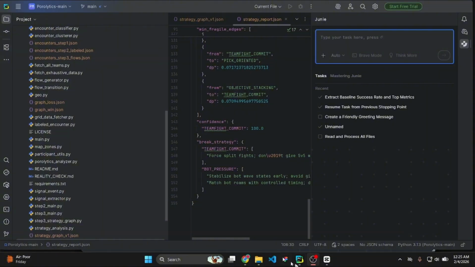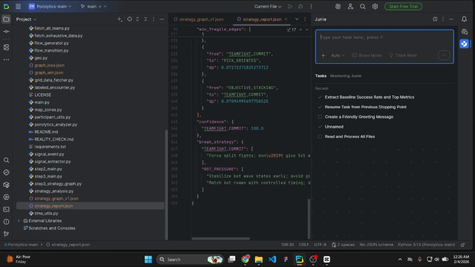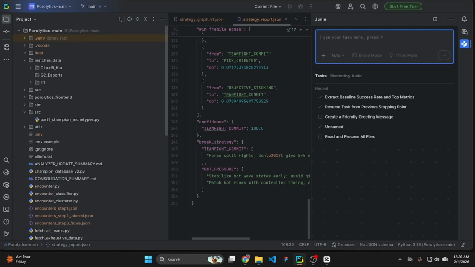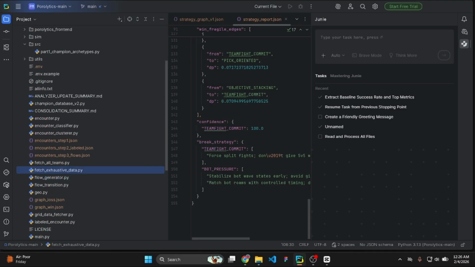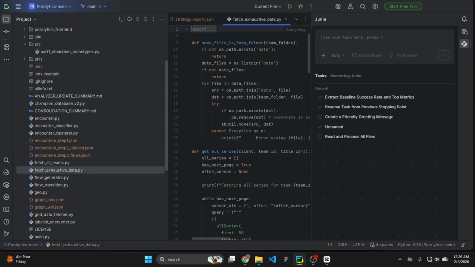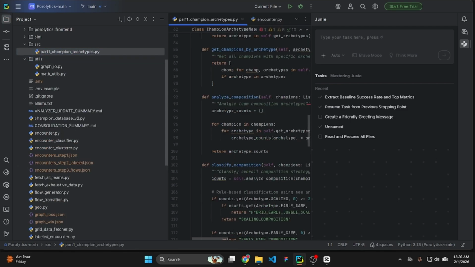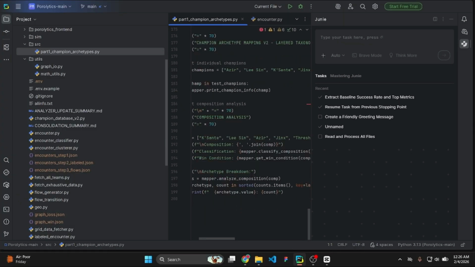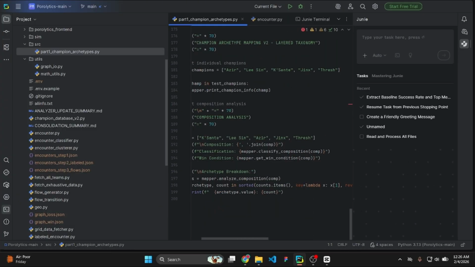And one very important thing: this is not a GPT wrapper. The core engine is math, graphs, and simulation. GPT or any AI text model is optional and only used at the very end to turn the computed results into a clean, coach-friendly summary. The insights themselves come from the pipeline.